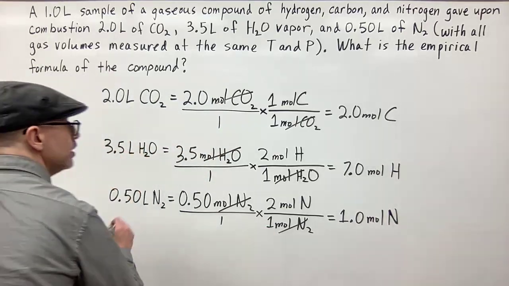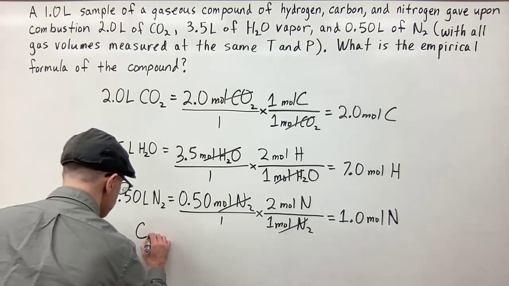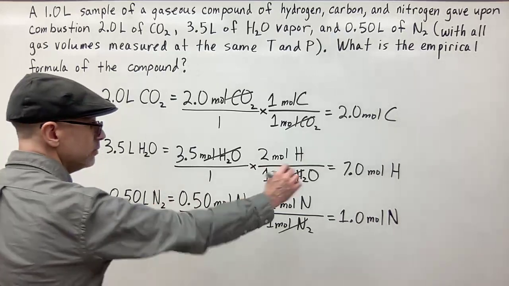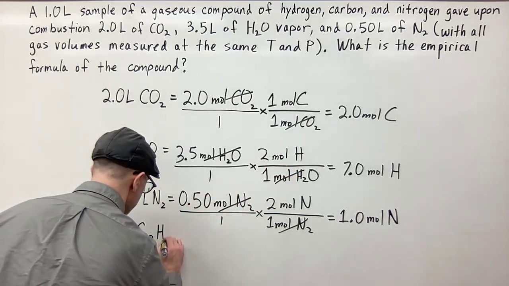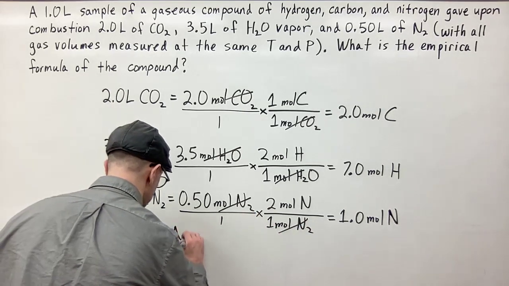So we have C, carbon, so that's 2. And we have H, that's going to be 7. And then we have N1.